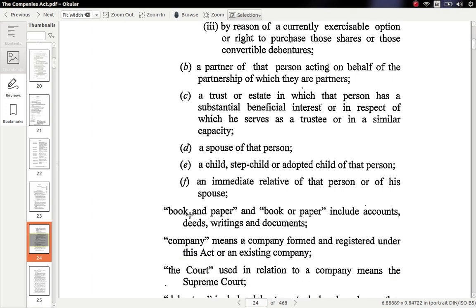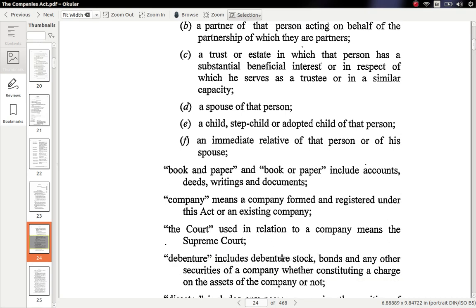So here now, book and paper, and book or paper includes accounts, deeds, writings, and documents. Company means a company formed and registered under this act, or it could be an existing company. All right, company that has already existed. The court used in relation to a company means the Supreme Court. Debenture includes debenture stock, bonds, and any other securities of a company, whether constituting a charge on the assets of the company or not.